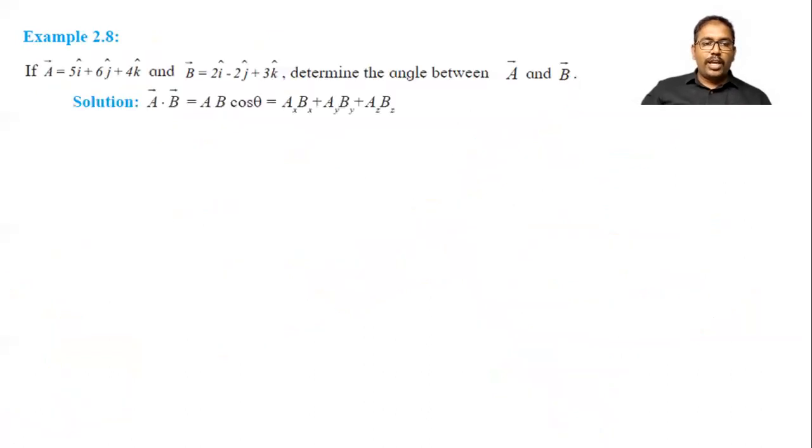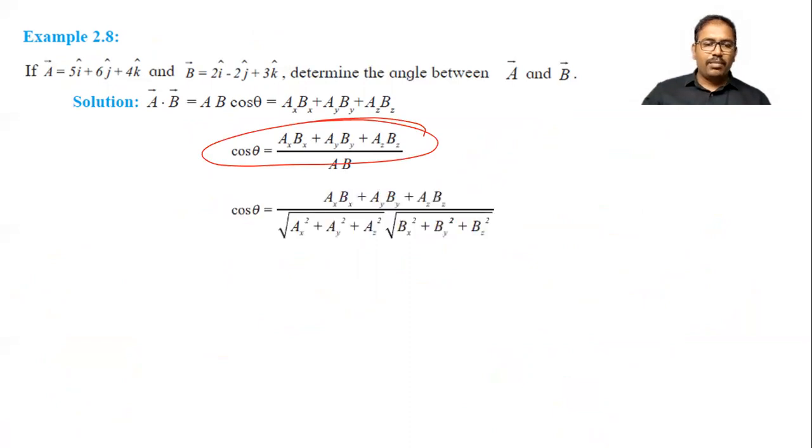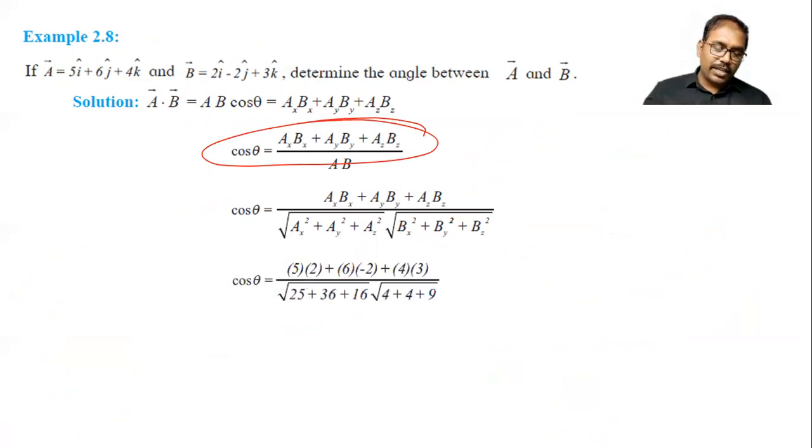Now let's see. A bar dot B bar you know you can find by direct component multiplication. This 5 multiplied by 2, you can see here 5 multiplied by 2, 6 multiplied by minus 2, then 4 multiplied by 3. And then magnitude of A means under root of the component squares of A: 5 square is 25, minus 6 square is 36, 4 square is 16.